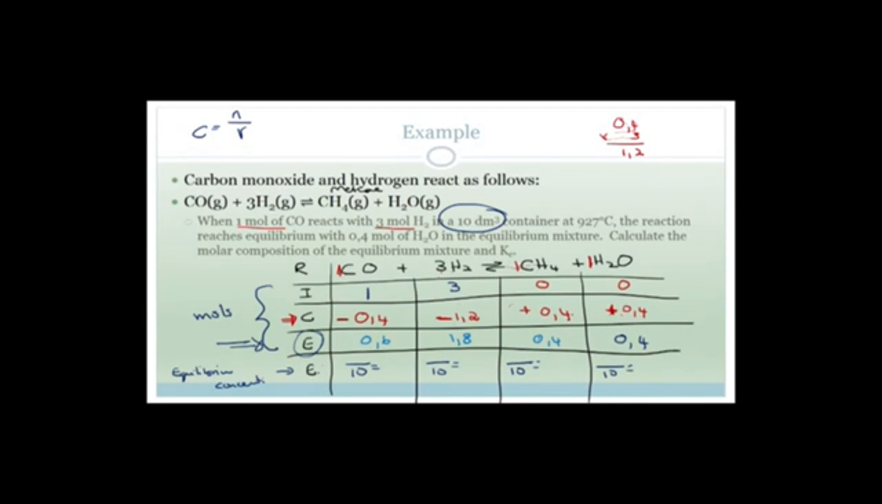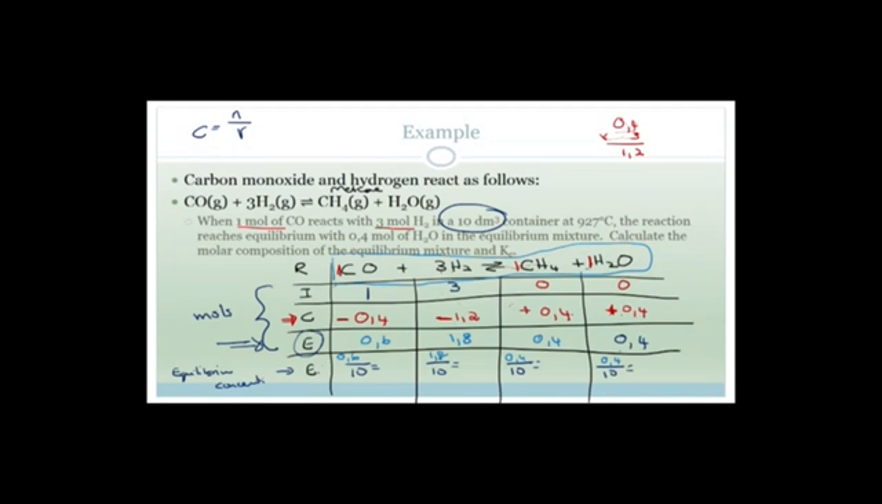So you need to understand that this here is our recipe. Our recipe says that 1 mole of carbon monoxide reacts with 3 moles of hydrogen to give you 1 mole of methane plus 1 mole of water. Awesome. They tell us that they gave us 1 mole of carbon monoxide and 3 moles of hydrogen. However, we only formed 0.4 moles of water. The ratio here is 1 to 1. So if I'd used up all my carbon monoxide, I would have made 1 mole of water, but I didn't. I only made 0.4. So now we have to use that 0.4 as a backward ratio to find how much we actually formed and used. So now at equilibrium, we've got 0.6 of these, 1.8 of these, 0.4 of these, and 0.4 of these.